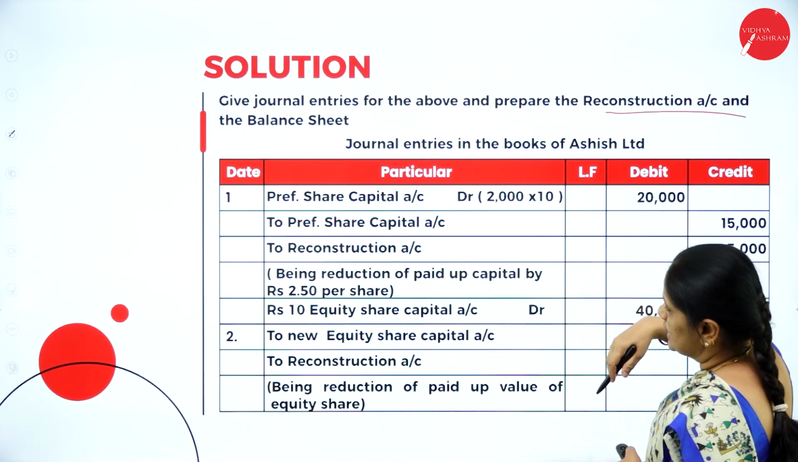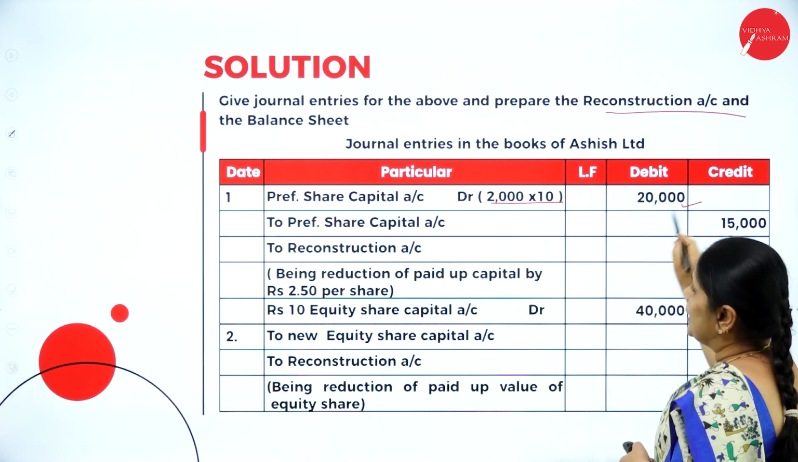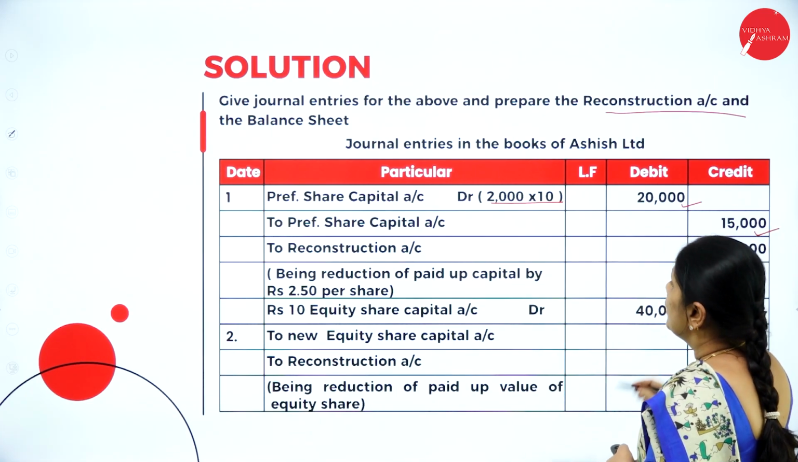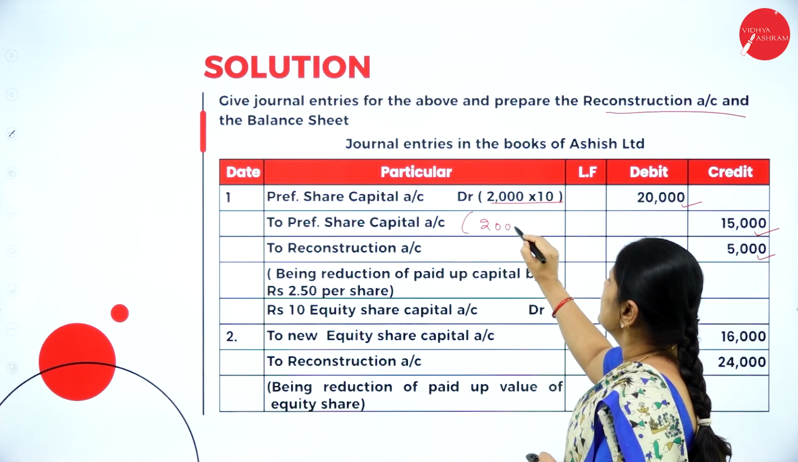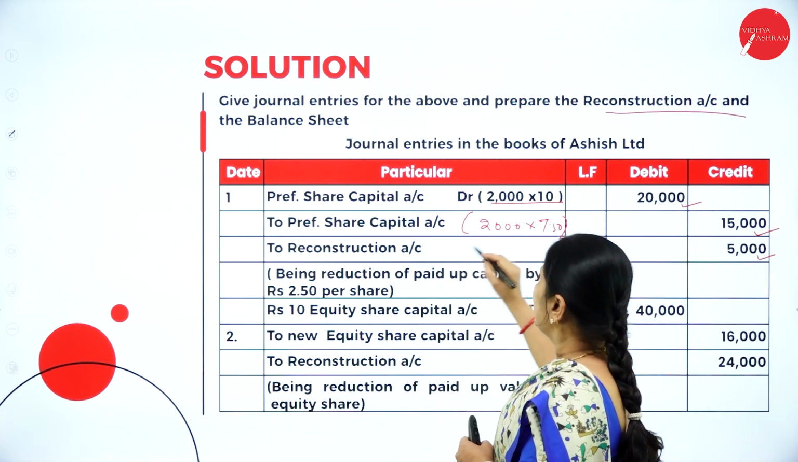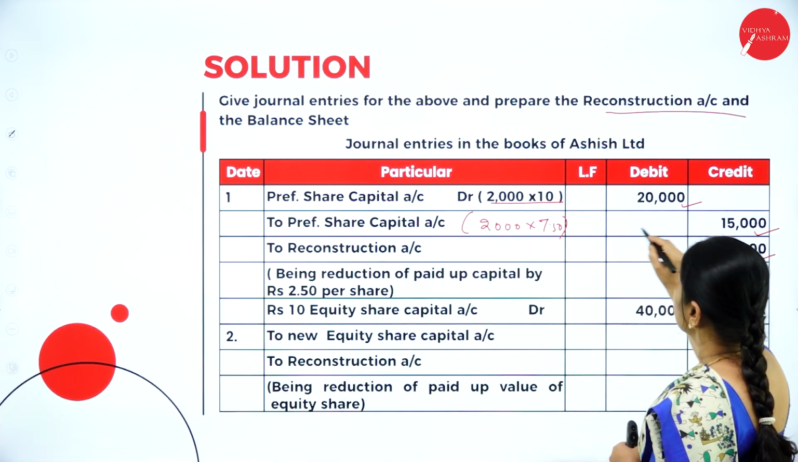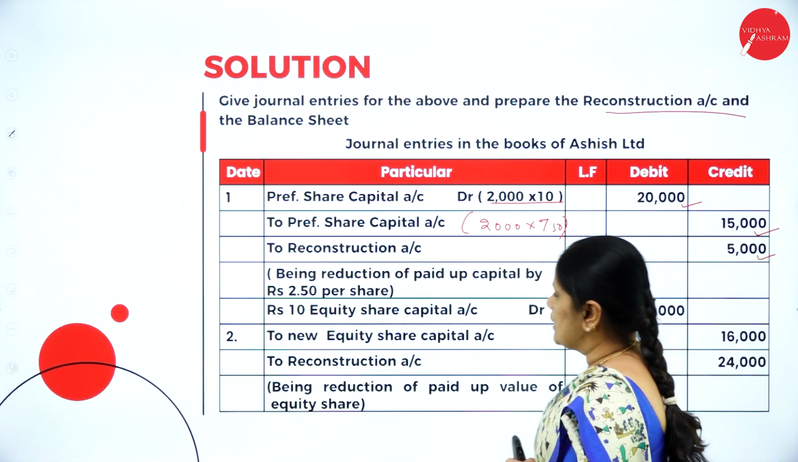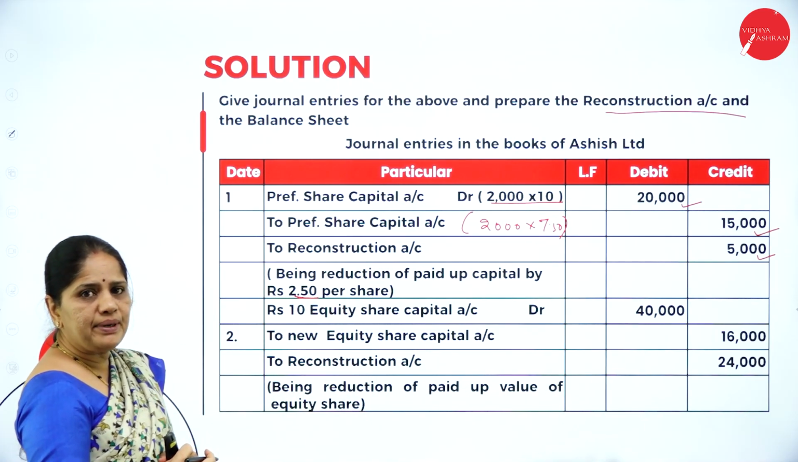Now the first entry is preference share capital account debit 2,000 into 10, 20,000. To preference share capital account 15,000, to reconstruction account 5,000. This is 2,000 into 7.50, so the paid up value of each share has been reduced by 2 rupees 50 paisa. So 2,000 into 7.50 is 15,000, to reconstruction account 5,000, being reduction of paid up capital by 2 rupees 50 paisa per share.